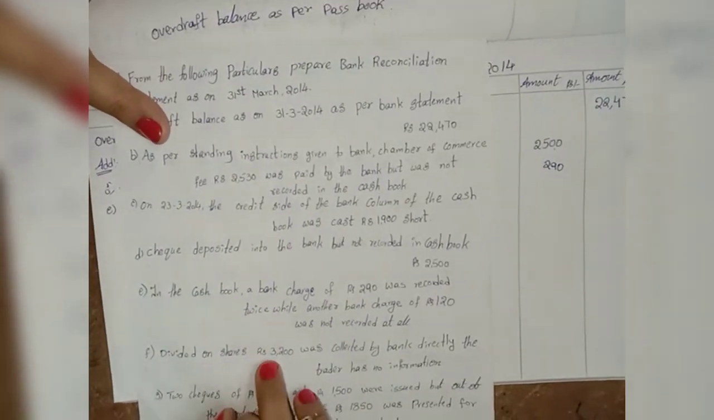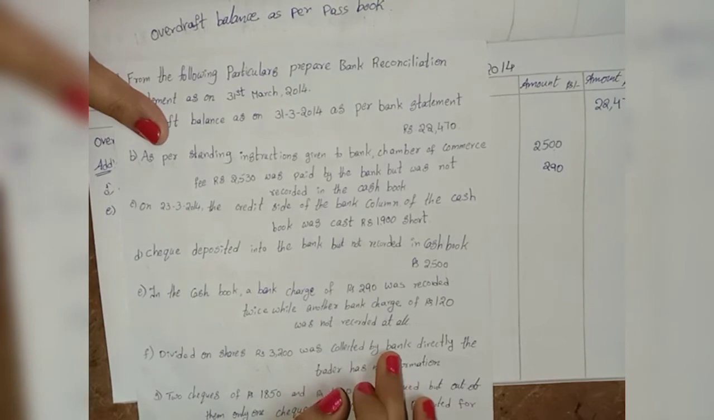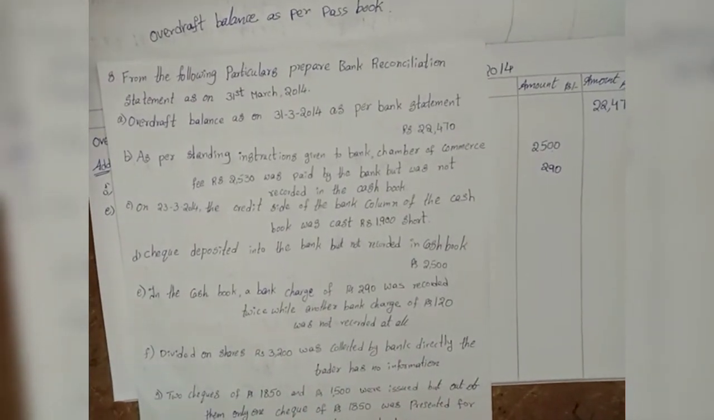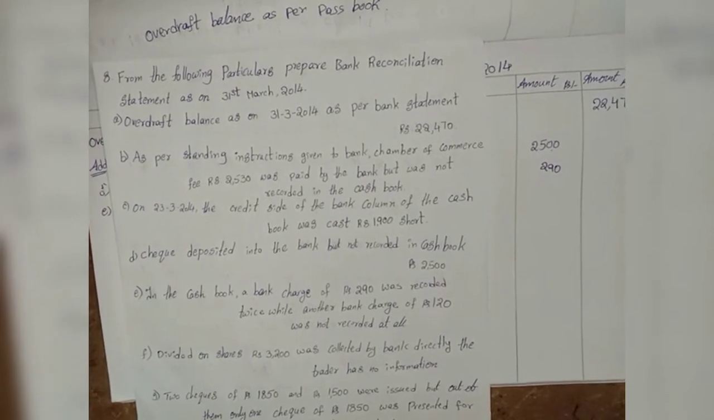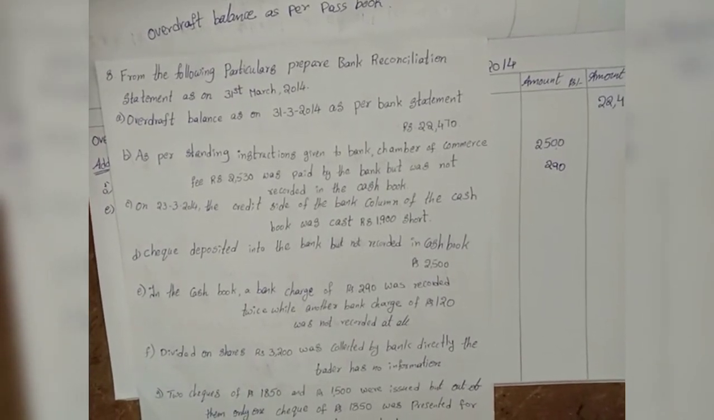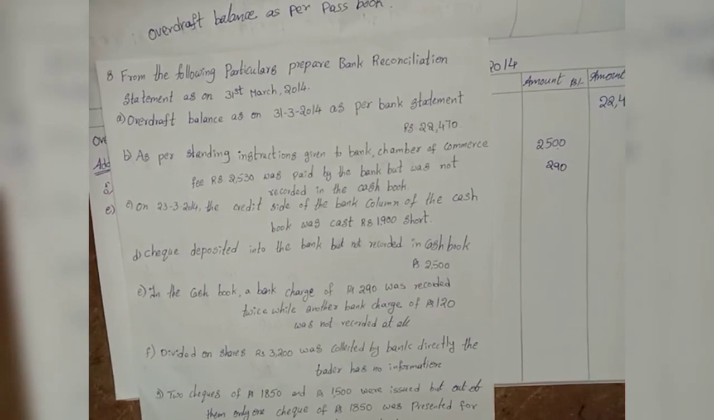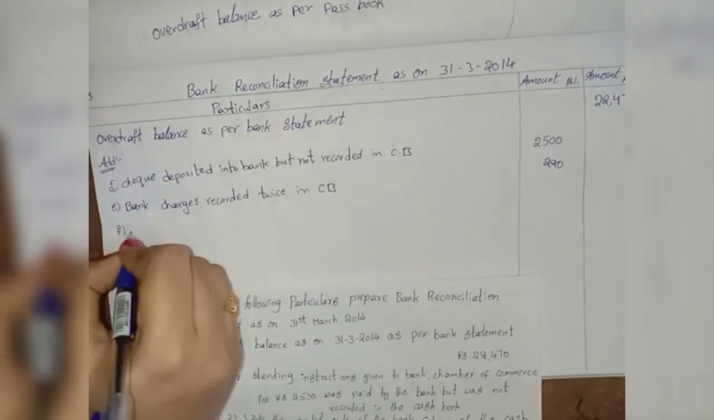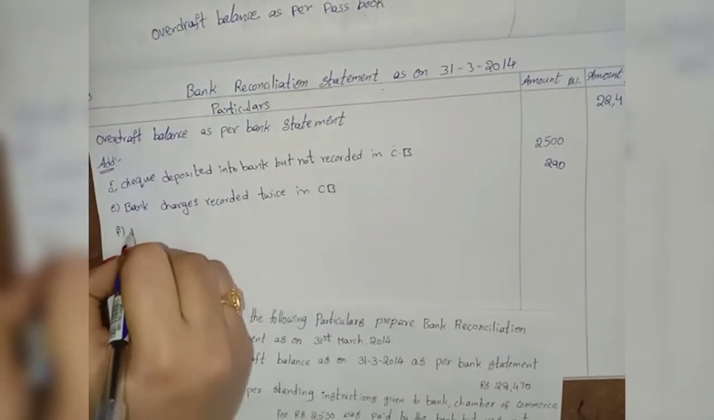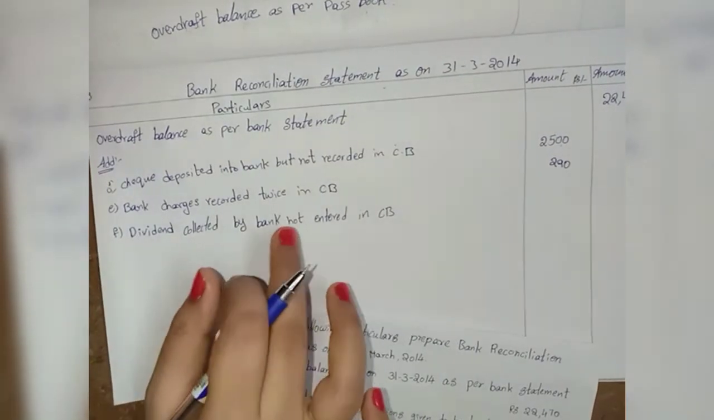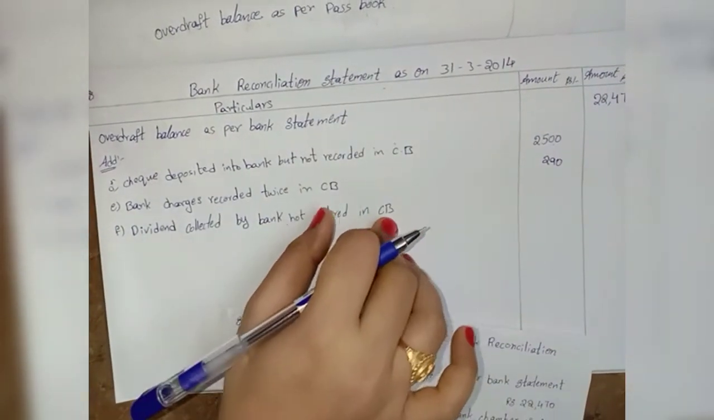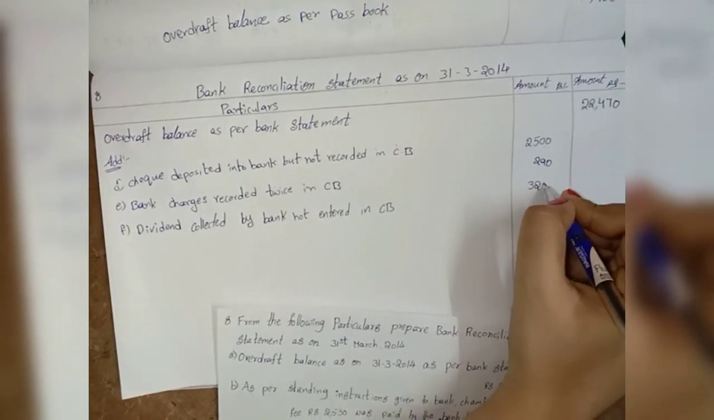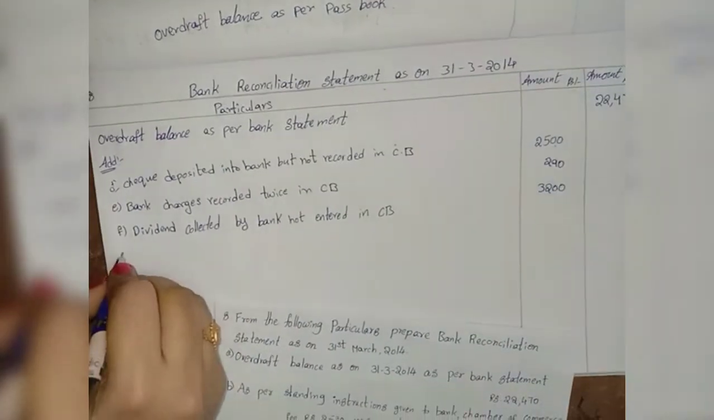And next, dividend on shares of 3,200 was collected by the bank directly. The trader has no information. All the collections done by the bank are entered on the credit side of the passbook. The passbook credit has a plus symbol, so we have to add that. Dividend collected by bank not entered in the cash book: 3,200.